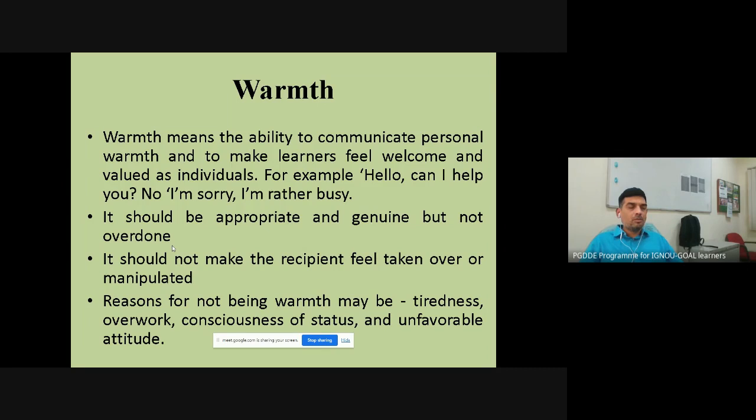The reasons for not being warm by academic counselors, if we see, are tiredness, overwork, consciousness of status, and unfavorable attitude. These are the things which generally are the obstacles to showing warmth towards the learners. If we can get out of these things, then definitely we can have the quality of warmth in ourselves as a person, as a counselor, or as a teacher also.